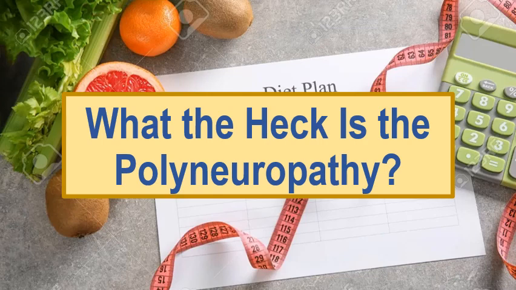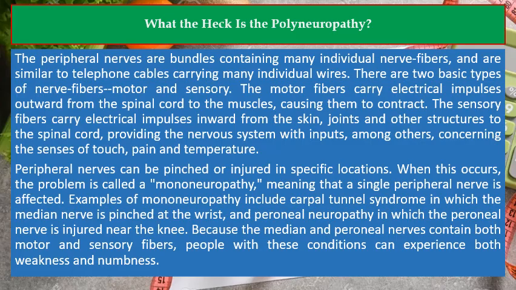What the heck is polyneuropathy? The peripheral nerves are bundles containing many individual nerve fibers, and are similar to telephone cables carrying many individual wires. There are two basic types of nerve fibers: motor and sensory.